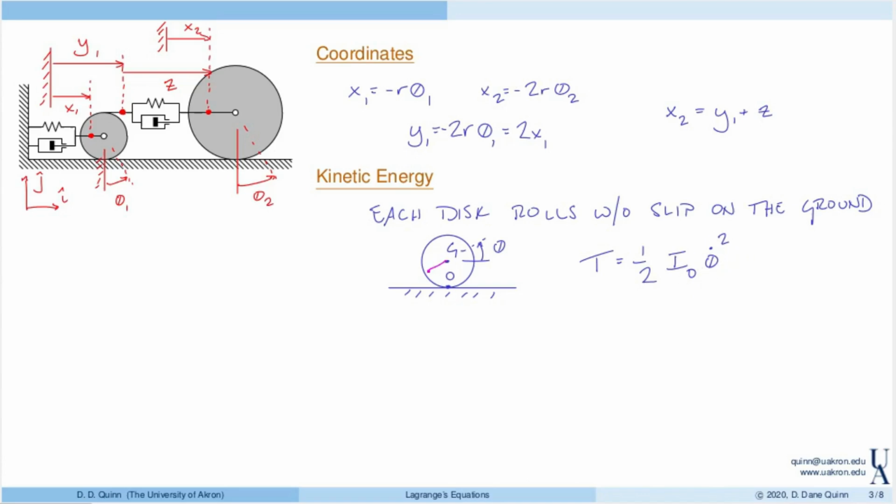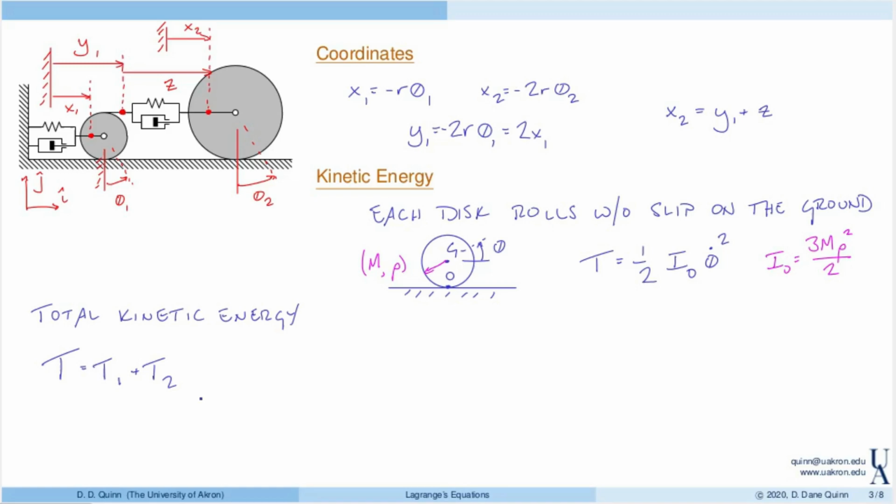Now, if this disk has radius rho and mass capital M, and I use those to distinguish from the mass and radius of these two disks, then we find that I_O is 3 times the mass of the disk times the radius squared divided by 2. So now the total kinetic energy is just the sum of the kinetic energy of the two disks. And so we can use our relationships here and here to determine that.